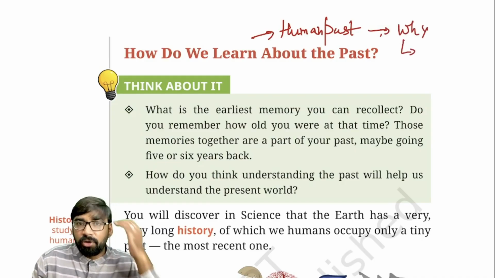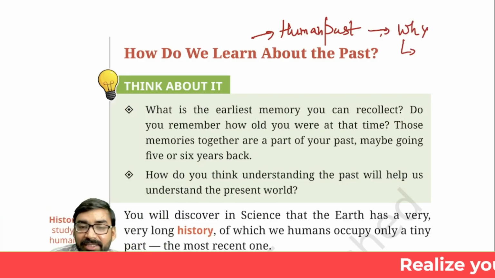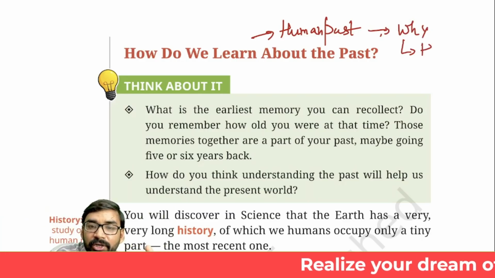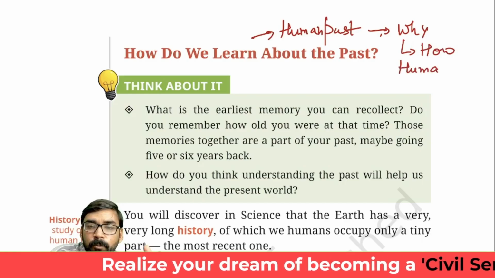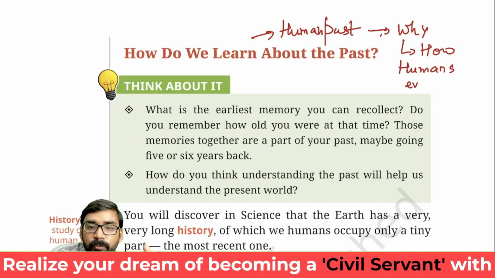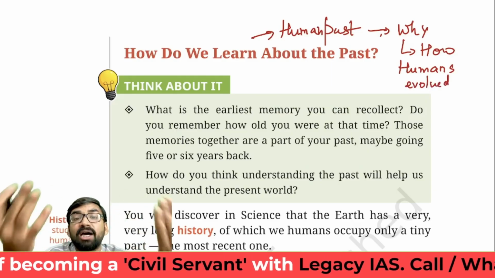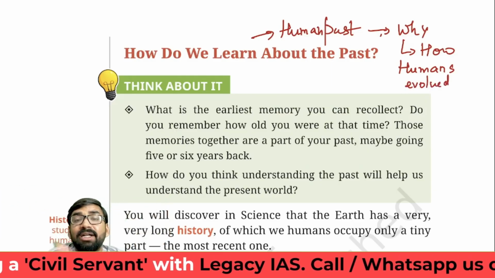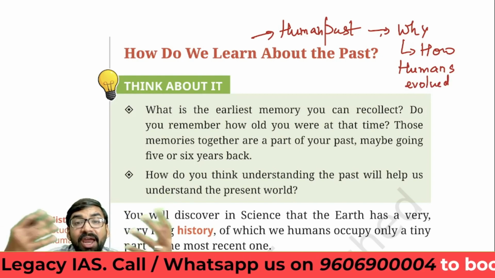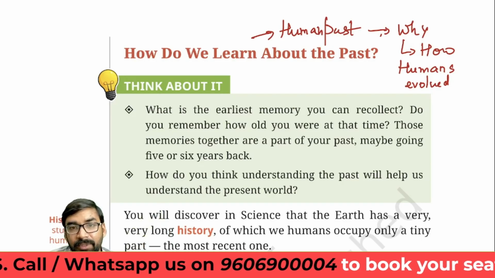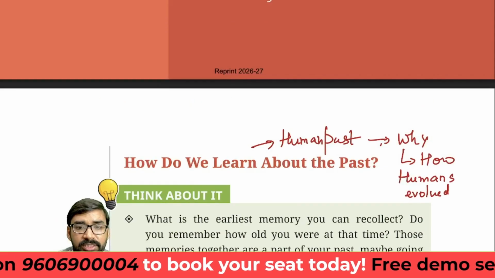First of all, you will get to know the history of human evolution, how humans evolved. When humans evolved, then how societies evolved or developed, then how villages were formed, and then how the state was formed. That is the relevance of history. Okay. So let's see this.